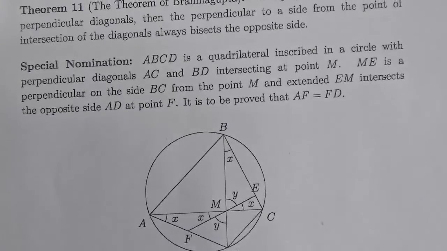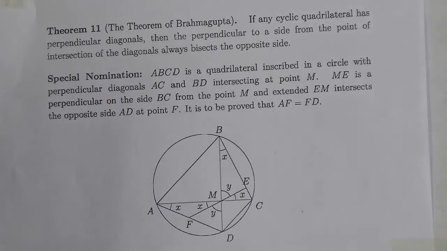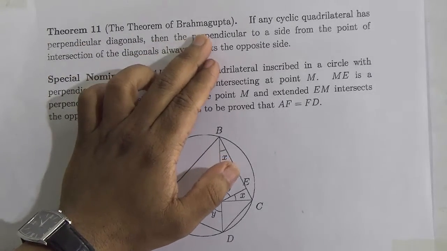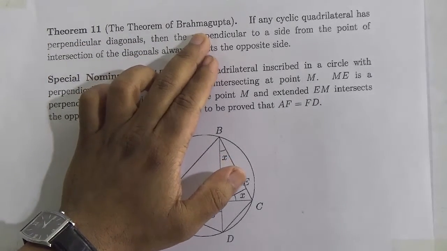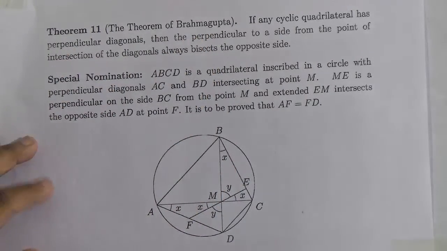To prove this theorem we need 3 basic concepts here. I repeat, dear students, we need 3 basic concepts here to prove this theorem. We'll discuss it later, but first of all, look, Theorem 11 is the theorem of Brahmagupta. Brahmagupta is the name of the scientist who stated this theorem. That's why this theorem's name is Brahmagupta's theorem.